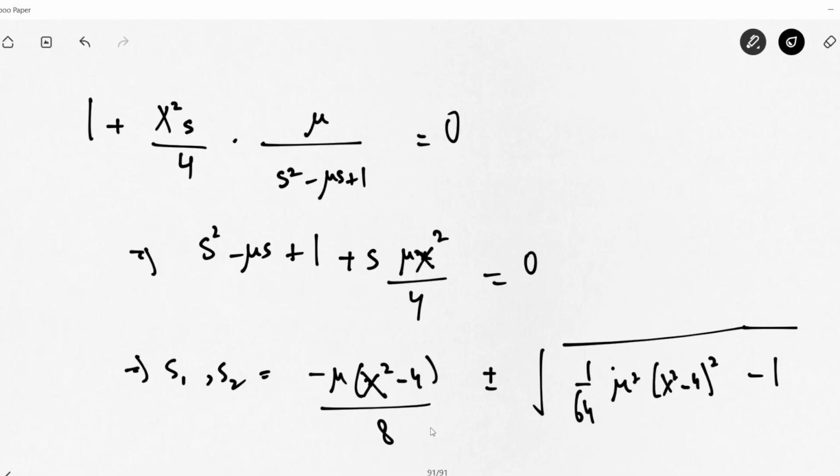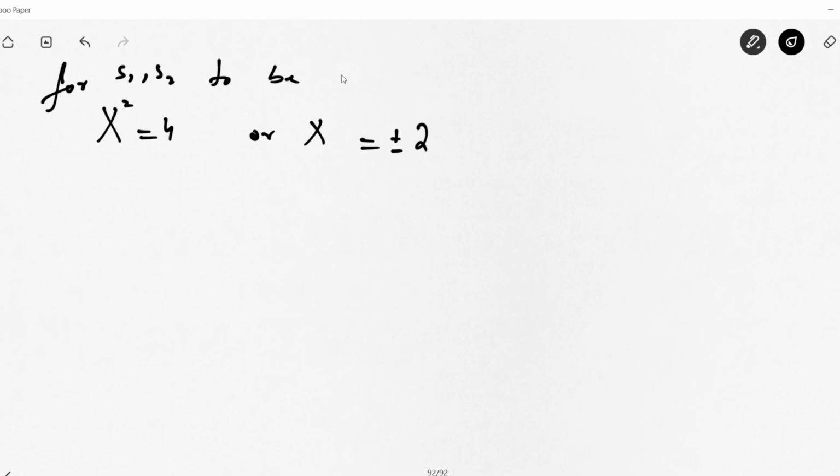Now for that to happen, for s1 and s2 to be on the j omega axis, what we need is that this real part has to be equal to 0. That means x square has to be equal to 4, or x has to be equal to plus minus 2, right? For s1, s2 to be on the imaginary axis, on the j omega axis, x has to be equal to plus minus 2.